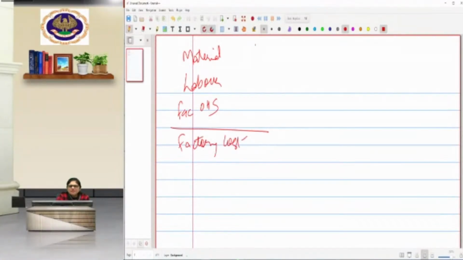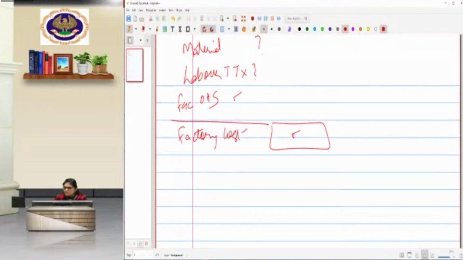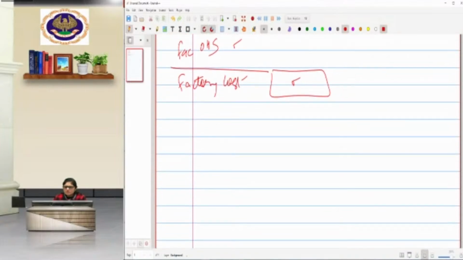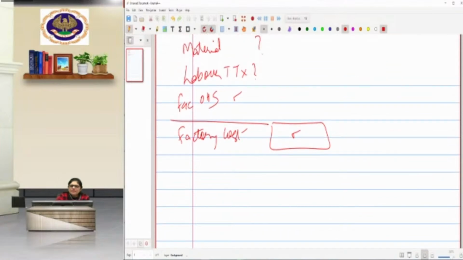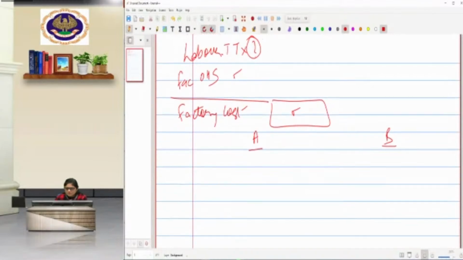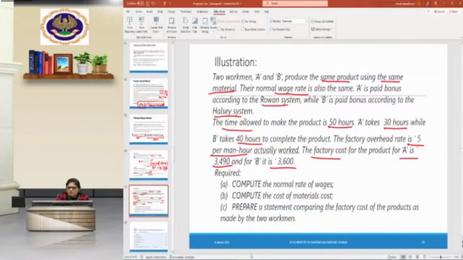Material is not given to us. The time taken is given, but the time rate is not. Factory overheads are given, and the factory cost is also given. So we have to find out the material cost and the labor rate. If we find these, we can find the other things and the factory cost for both workers. So we can write A and also B here.